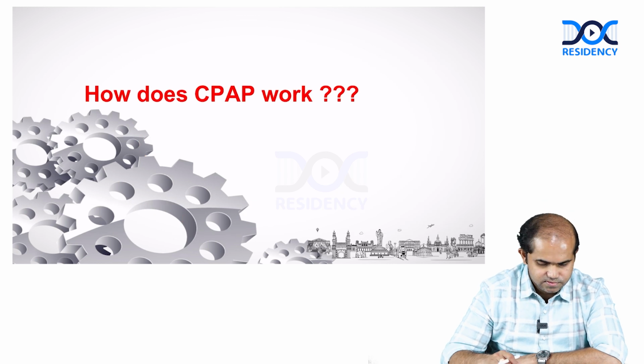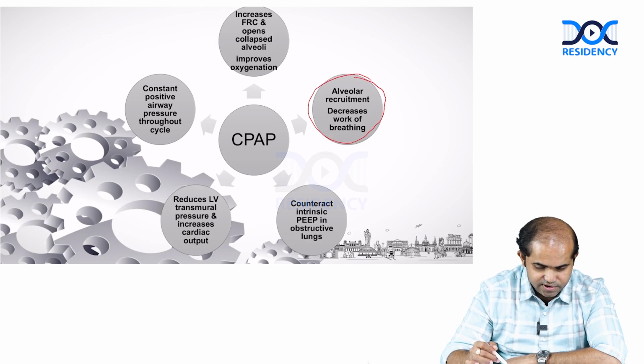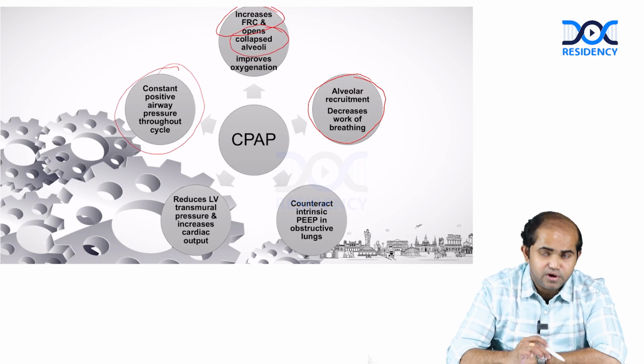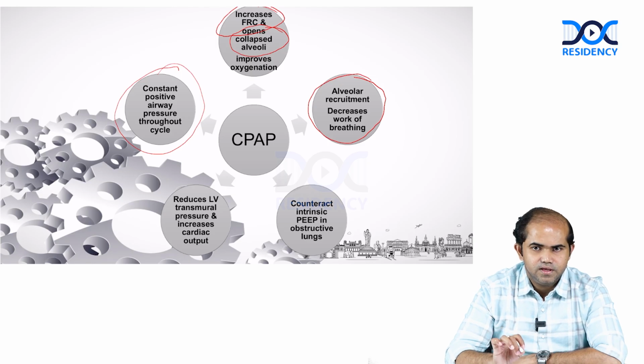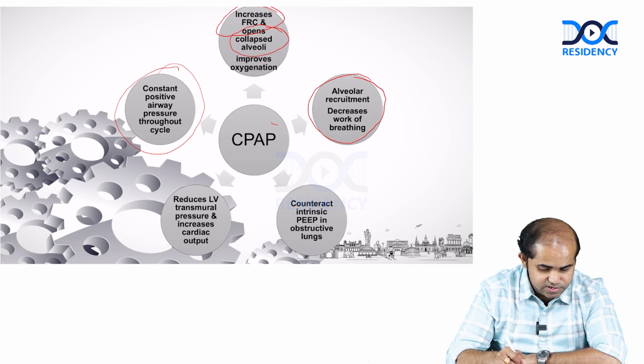How does CPAP work? We have discussed HFNC until now. CPAP gives good alveolar recruitment. It will increase your functional residual capacity and open your collapsed alveoli. It will give constant positive airway pressure throughout the cycle. In HFNC, it is only during expiration, but in CPAP, it is constant. CPAP itself means continuous positive airway pressure, so it will provide constant airway pressure throughout the cycle.